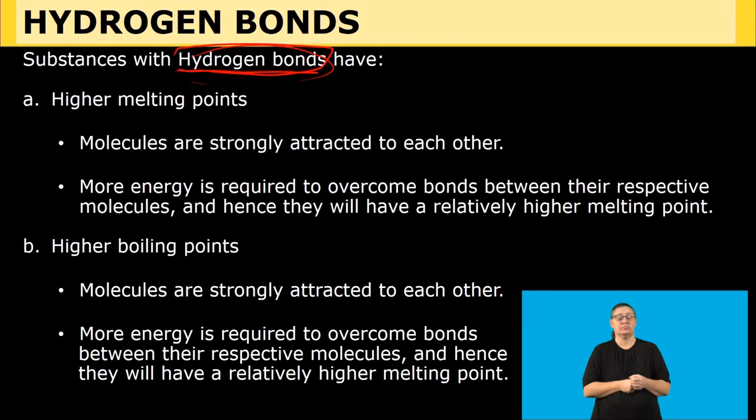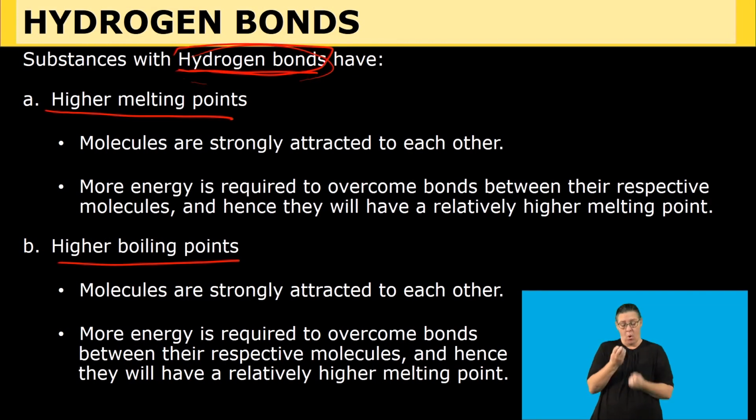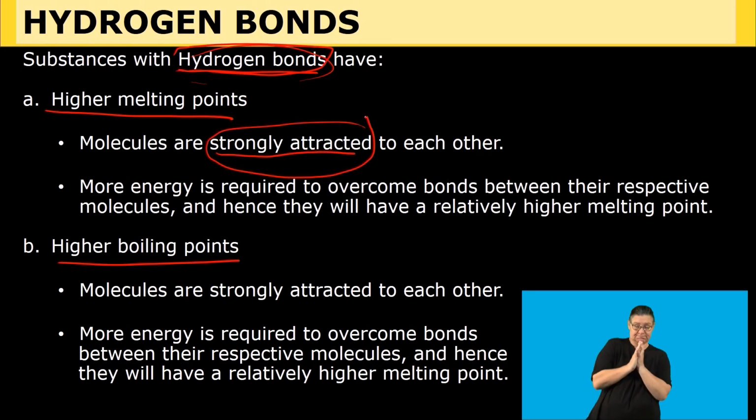So if a substance has hydrogen bonds, number one, they will have a higher melting point and also a higher boiling point. What do we mean by them having a higher melting point? Substances which have a higher melting point, those molecules making up that substance are going to be strongly attracted to each other. Number two, if they are strongly attracted to each other, that means we are going to require more energy to overcome the bonds between their respective molecules, and therefore they will relatively have a higher melting point.